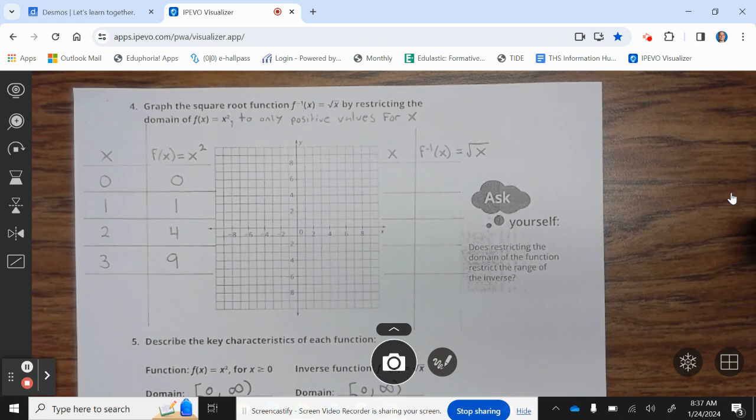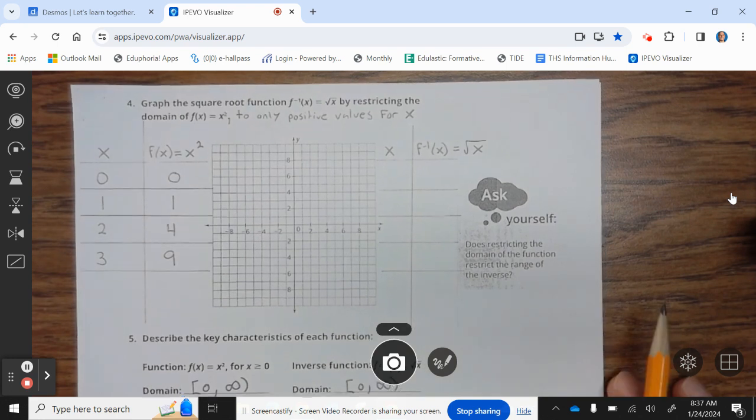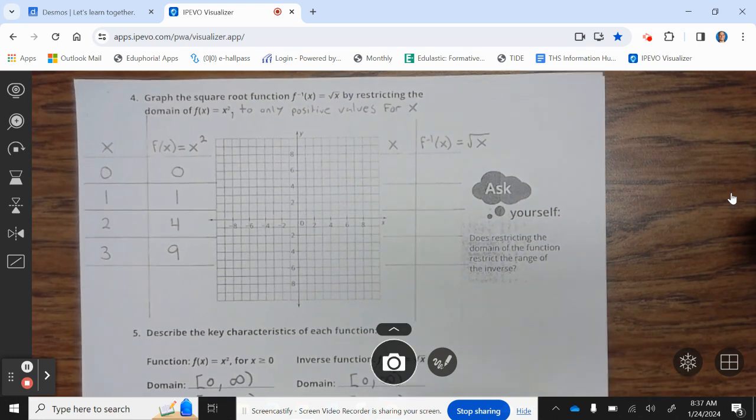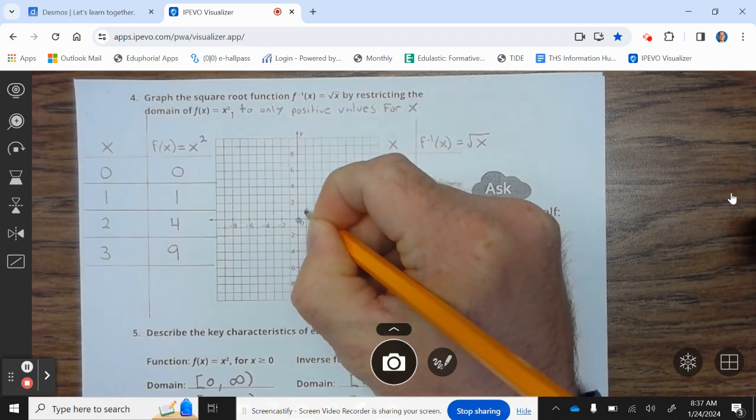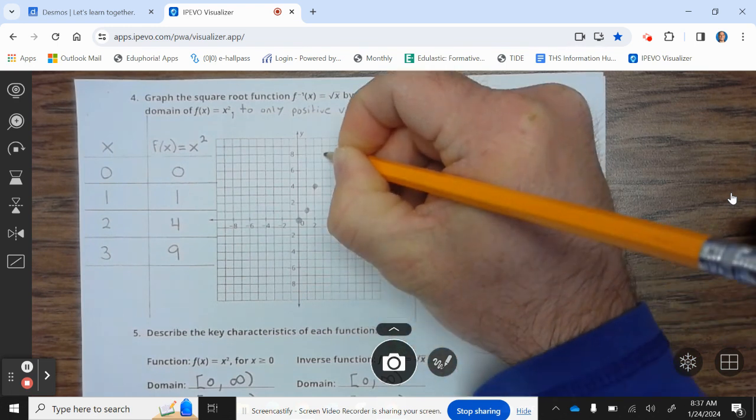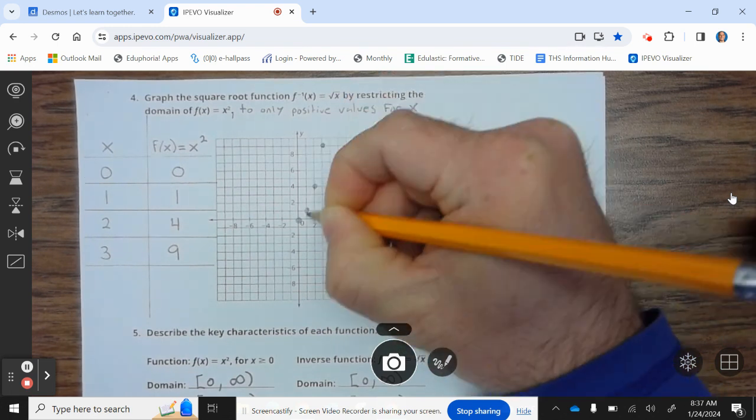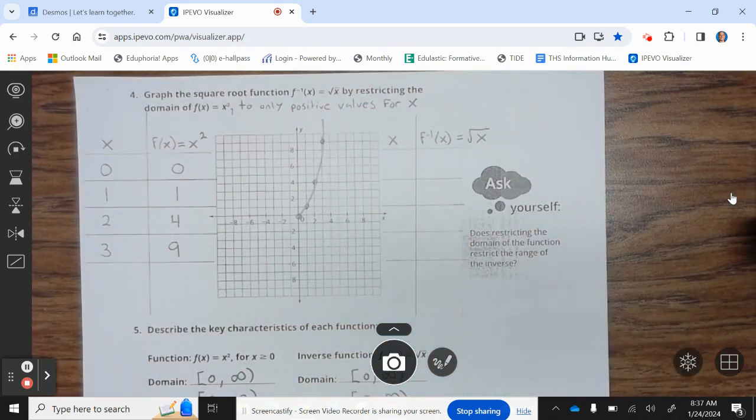All right, number 4. Graph the square root function f inverse of x equals square root of x by restricting the domain of f of x equals x squared to only positive values for x. Okay, so let's go ahead and graph those points: (0, 0), (1, 1), (2, 4), (3, 9).